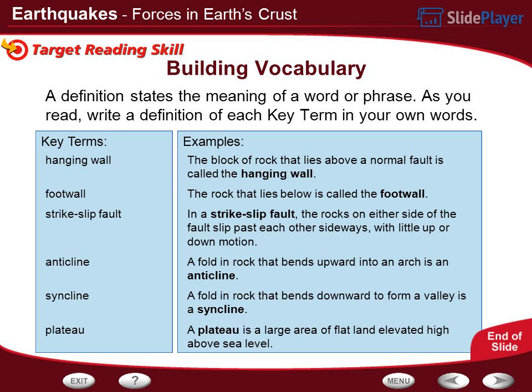A fold in rock that bends upward into an arch is an anticline. Shearing. Stress that pushes a mass of rock in two opposite directions is called shearing. A fold in rock that bends downward to form a valley is a syncline. Normal fault. Tension in Earth's crust pulls rock apart, causing normal faults. Reverse fault. A plateau is a large area of flat land elevated high above sea level. A reverse fault has the same structure as a normal fault, but the blocks move in the opposite direction.